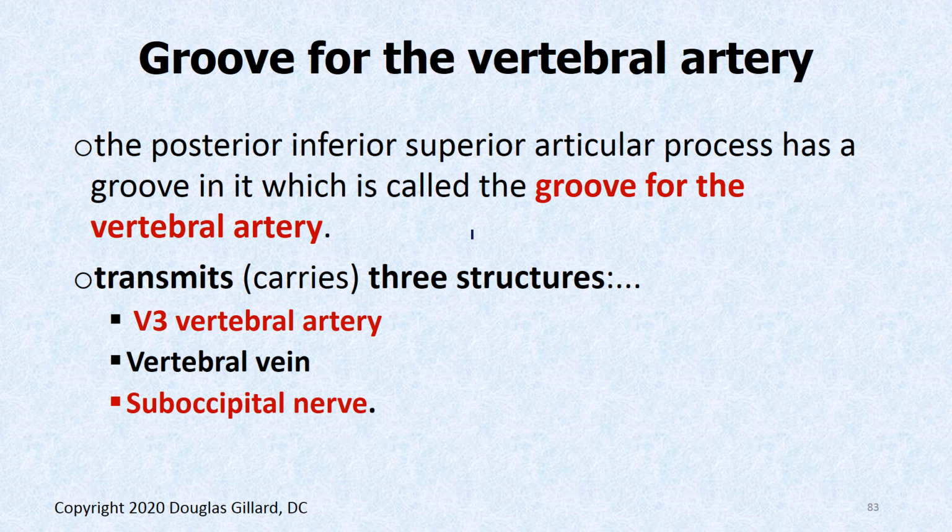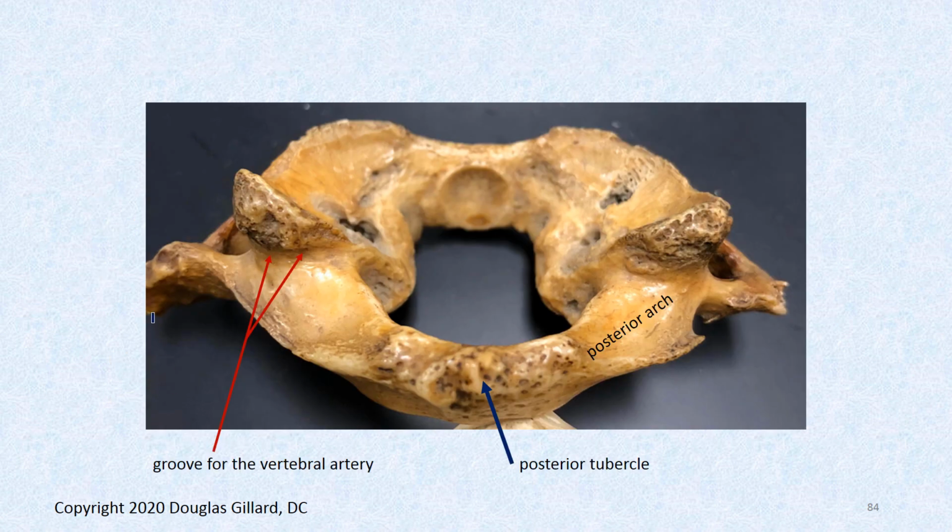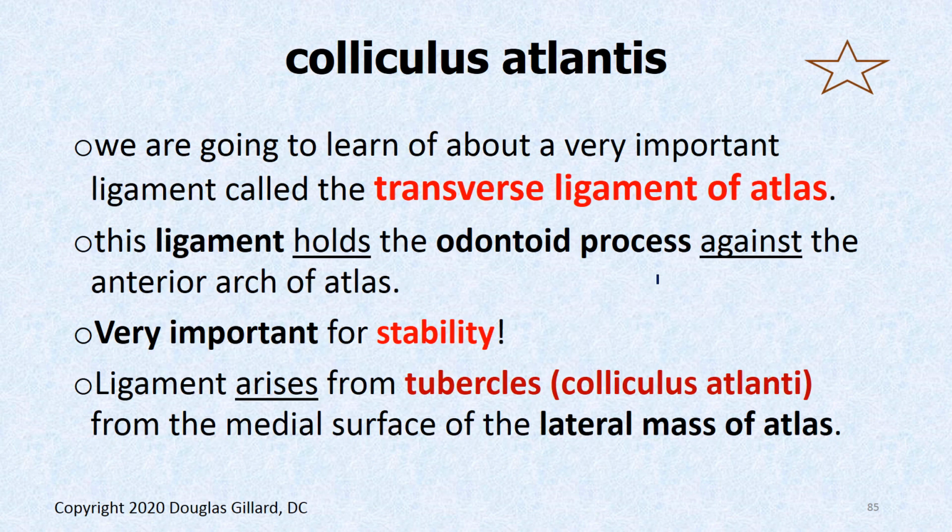Groove for the vertebral artery. We've talked about that. That transmits the vertebral artery, V3 of the vertebral artery, the vertebral vein, and the suboccipital nerve, which is important. That's the headache nerve. We'll talk more about that next week as well. But again, there's that groove for the vertebral artery right there. And colliculus atlantis, we've already talked about that. That's where the transverse ligament of atlas connects, and it's super important for ADI space stability.